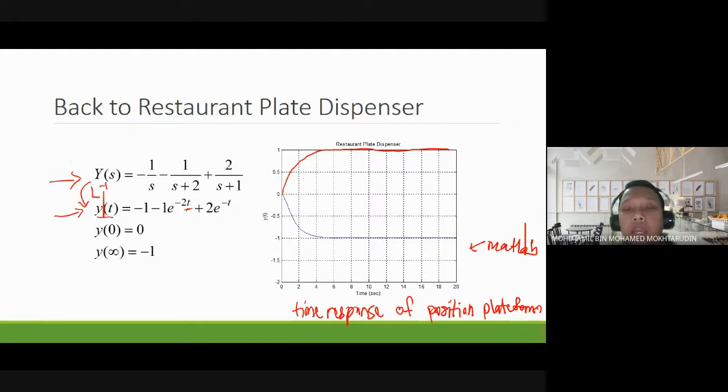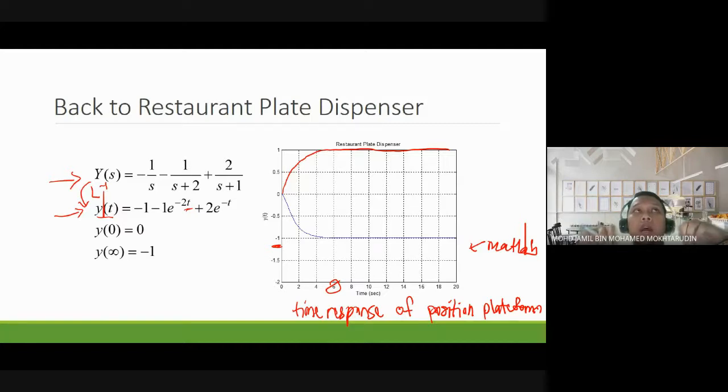Okay, so if you look at this graph, it reaches a steady state value, -1, steady state position, by taking about 6 seconds. Okay, 6 seconds it takes for the system to reach steady state value. So if you think like this, if you take all the plates out from the dispenser, then the spring will take some time to rise up before it stops at the top of the system. So the 6 seconds time taken is actually slow.